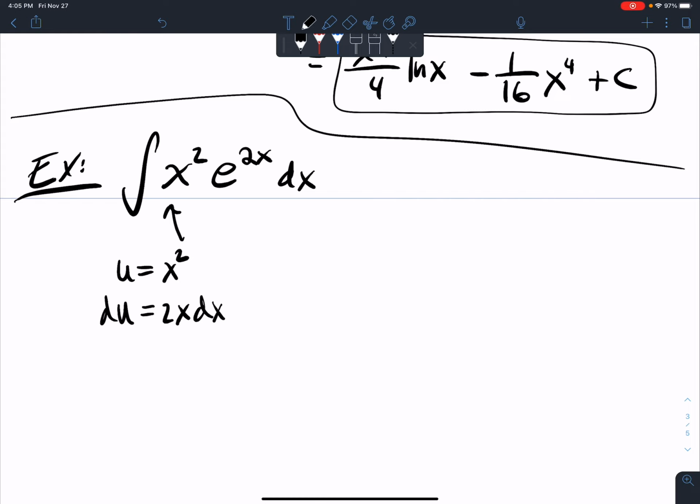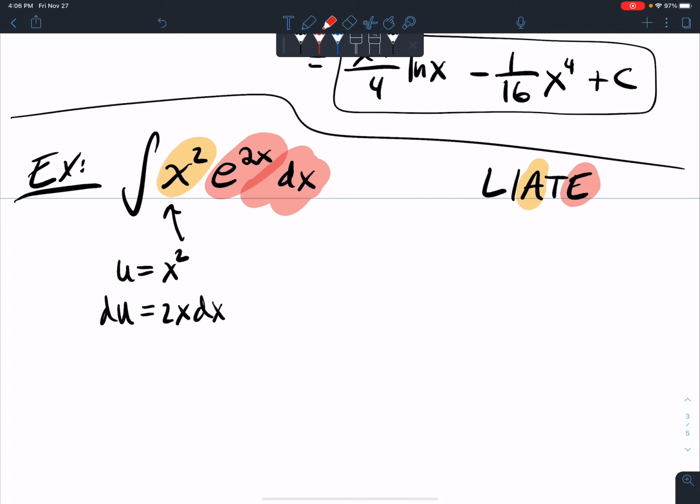Okay, so just because it's easy to break down. If you go to the LIATE mnemonic, well, what do I know? I have an algebraic, which is A, and I have an exponential, which is the last letter E. So if that's the case, then I'm going to pick my u to be the x squared. It's the one that comes first. So the mnemonic comes to the same conclusion that we did. All right, so this is dv is e to the 2x dx.